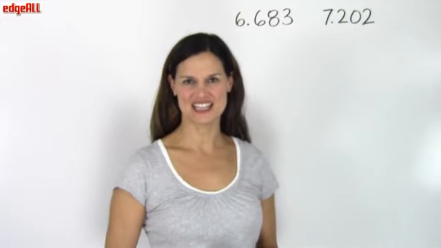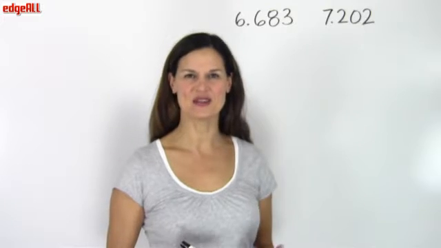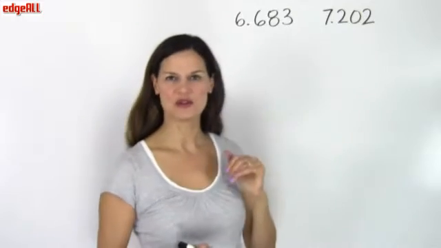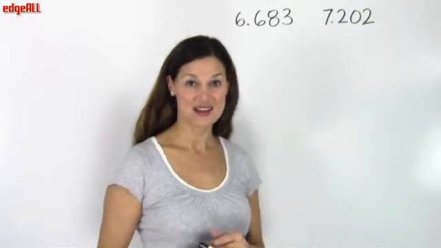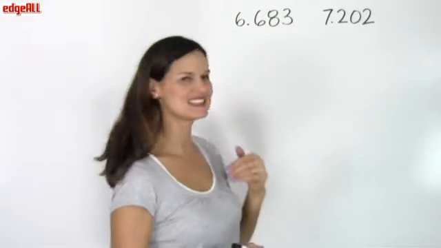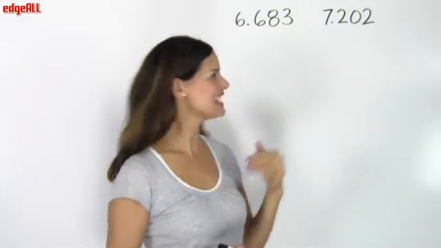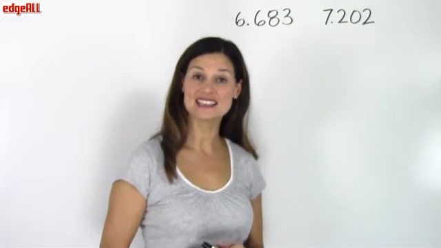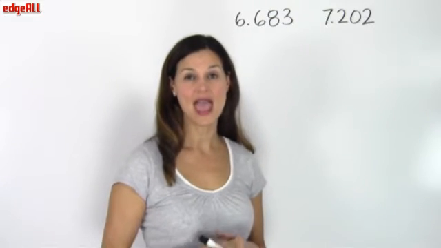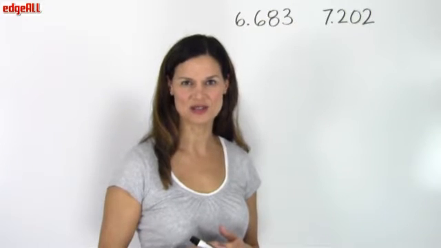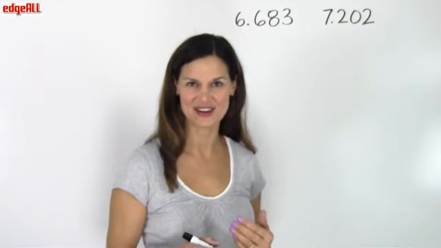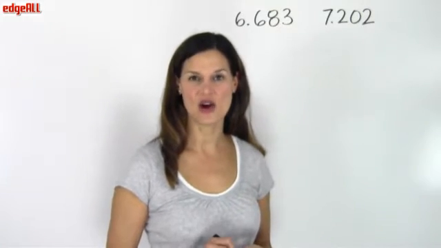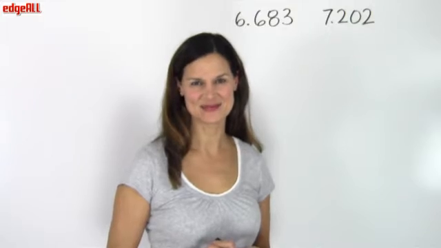To look at the addition of decimals, we're going to start with a real-life example. Let's say that we have Carlos and Sammy running a 30-meter race. Carlos finishes the race in 6.683 seconds, and Sammy finishes the race in 7.202 seconds. And we're asked in our problem to find out how much time Sammy and Carlos took running this race added together. In order to be able to solve a problem like this, we need to know how to add decimals.